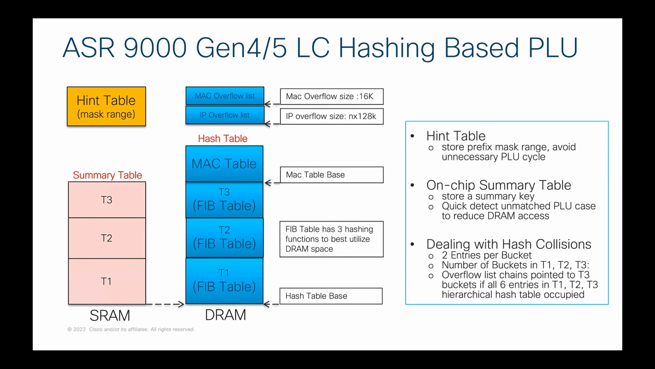And still, there may be some IP addresses that don't fall in these three hashing tables, or there is a collision. Then we can use the IP overflow space.